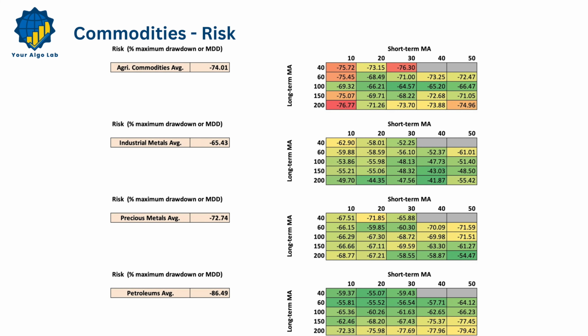Focusing on the risk aspect, we observe an overall reduction. In industrial metals, precious metals, and petroleum commodities, all combinations successfully reduced risk. For agricultural commodities, 74% of the combinations achieved a reduction in risk.